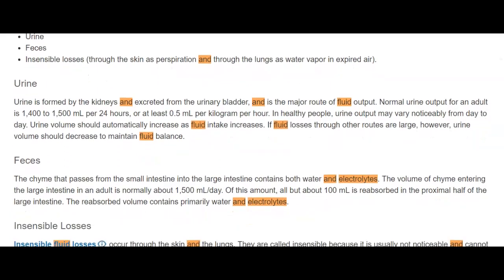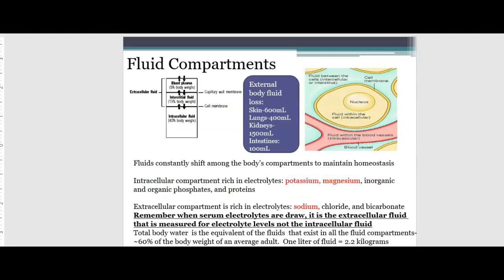So the most important thing I want you to get out of here is knowing your intake and your output. This is another take on what we just read from the book. It's just kind of squeezed into the slide. But look here, intracellular compartments are rich in electrolytes.